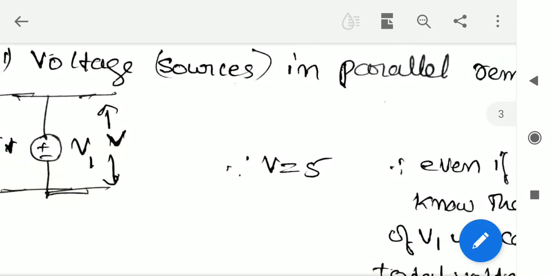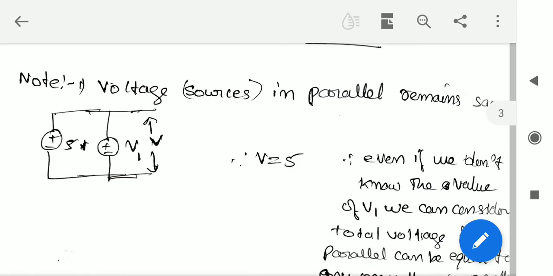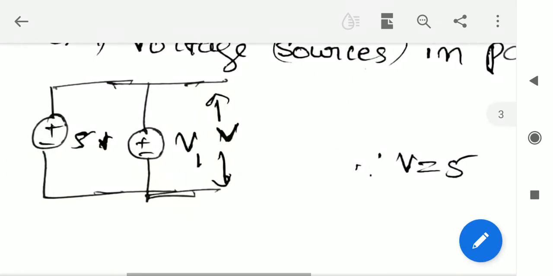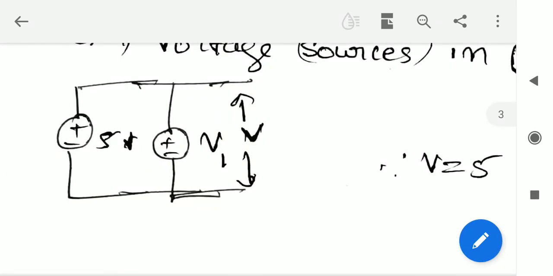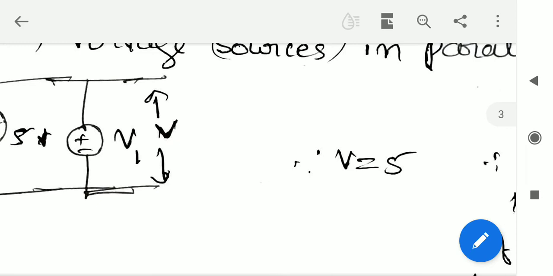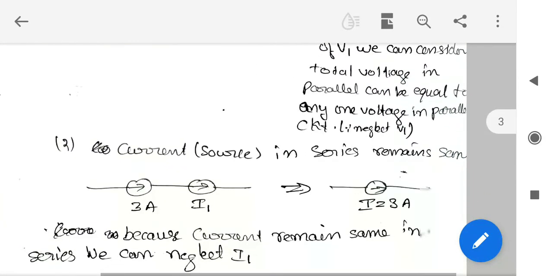In simple words, the voltage remains the same in a parallel network. So we can neglect the sum of the voltages. For example, if a known voltage is there with an unknown voltage, we can neglect the unknown voltage and take the known voltage as the equivalent value. Similarly, a current source in series remains the same.